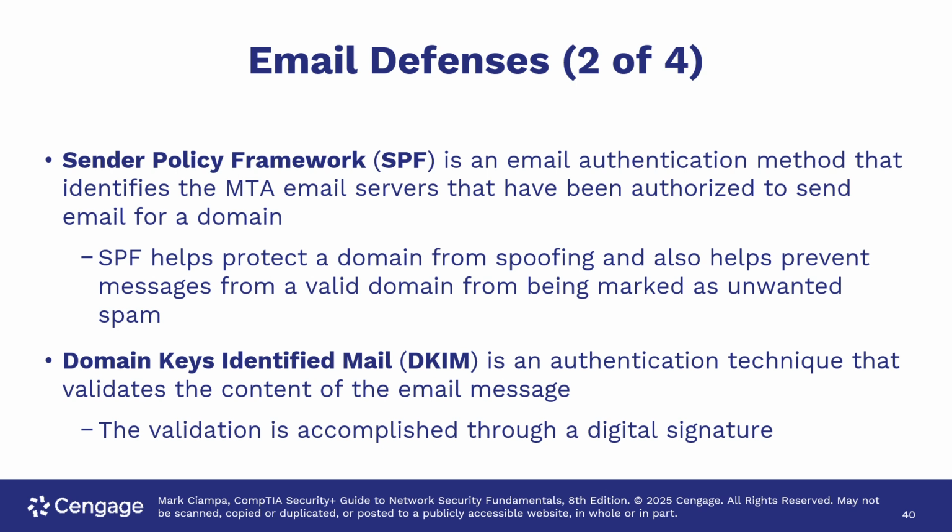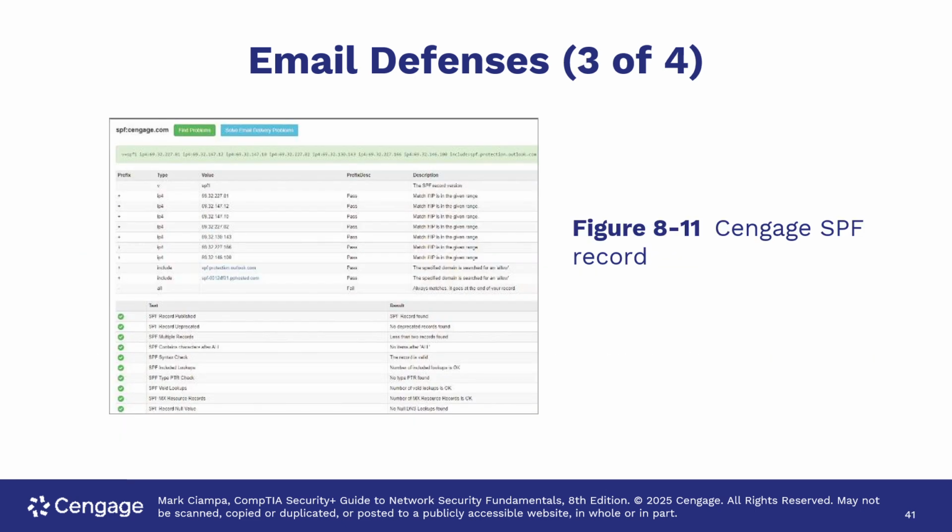Your DKIM, or DomainKeys Identified Mail, is an authentication technique that validates the content of that email message. The validation is accomplished through a digital signature. Here's a Cengage SPF record. It's hard to read on the screen, but you can see the information there.